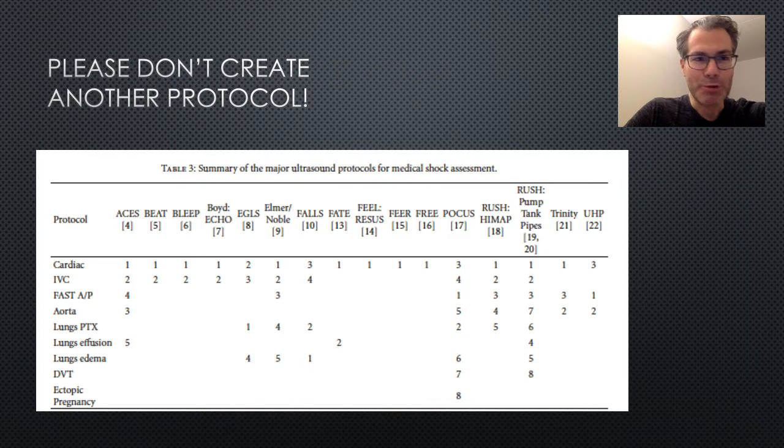So please don't create another shock protocol. We have loads of them already. In this table, I think there's about 20 of them. As you can see, they all look at the heart, and most of them look at the IVC, and then to varying degrees, they also look at other things like free fluid, aorta, the lungs, DVT. So none of them are particularly better than any other, but I think it is good to use one so you have some kind of a structure or framework to work within. I quite like the HIMAP just because it's easy to remember and it's quite a logical sequence.